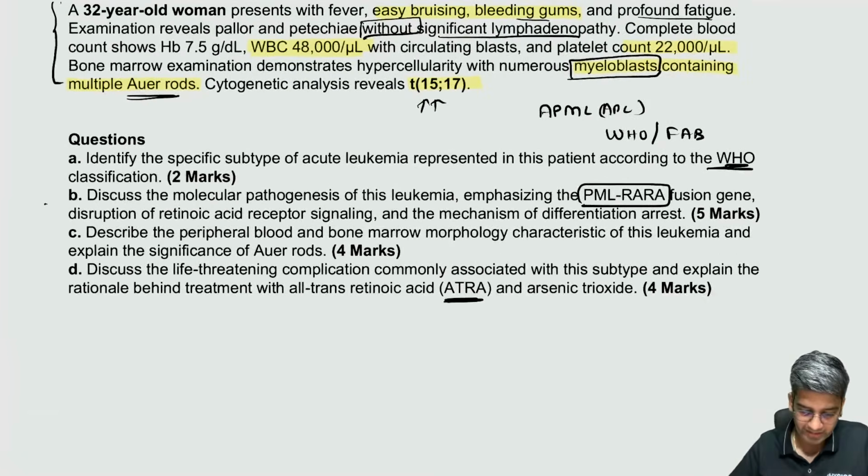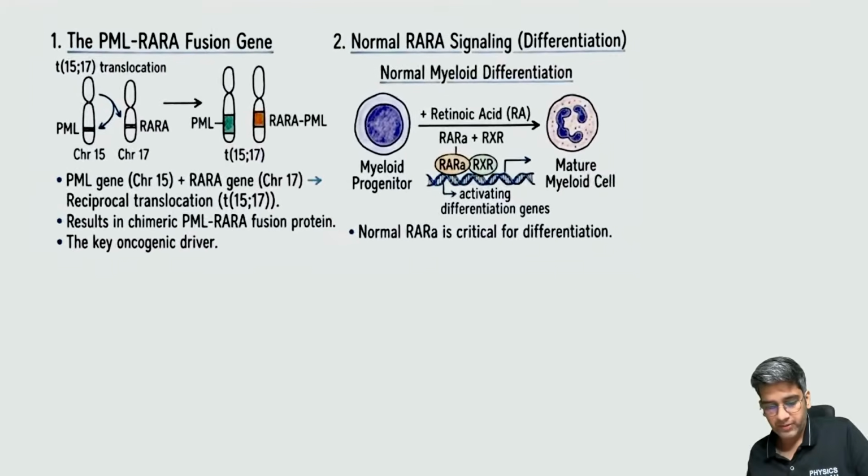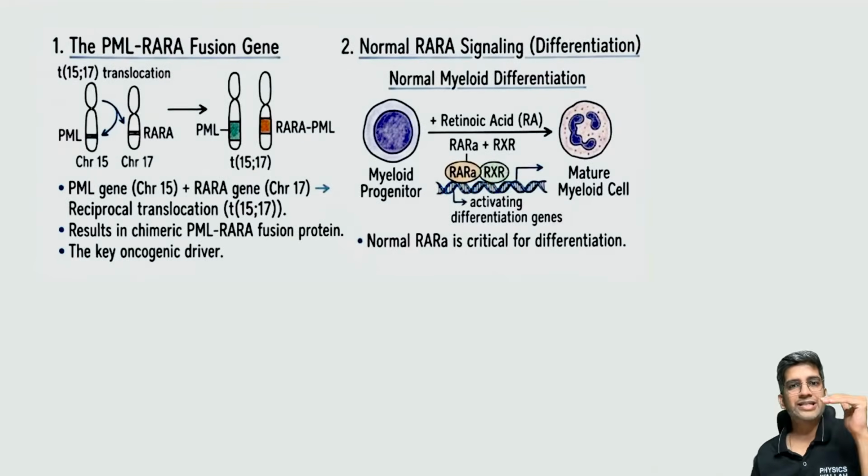Now, let's go to the second thing. Discuss the molecular pathogenesis of this leukemia, emphasizing the PML-RARA gene, right? We have read this. We'll read it once again. I'm sure you'll definitely remember that, right? So first, what is PML-RARA? What does it normally do?